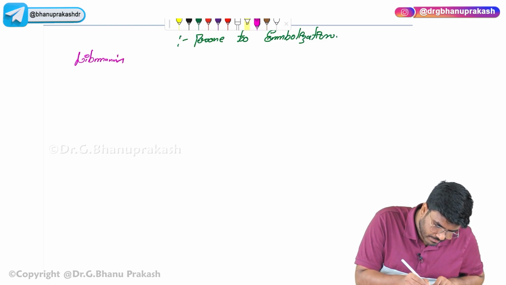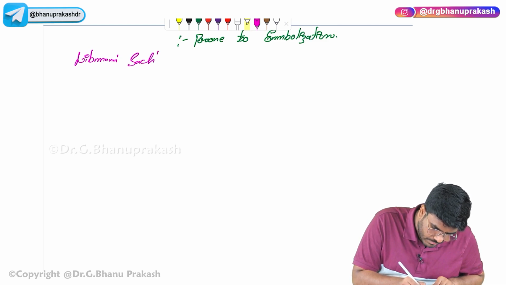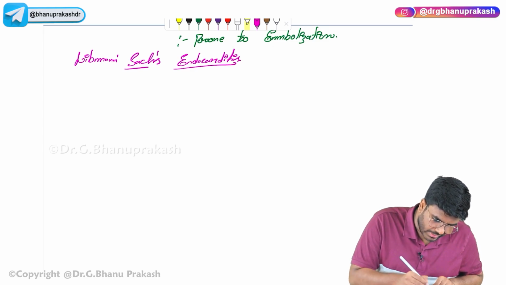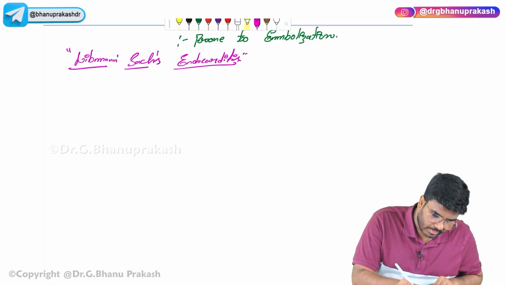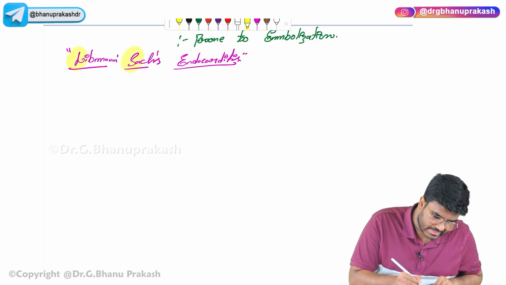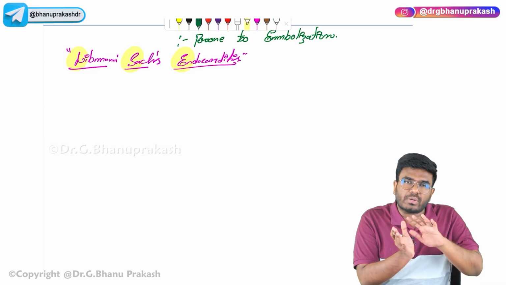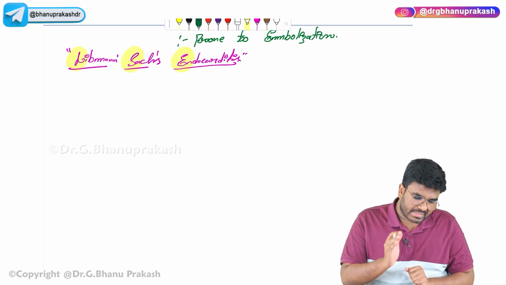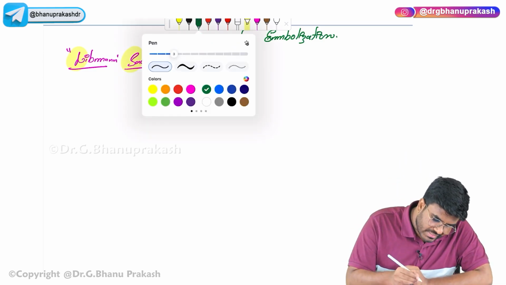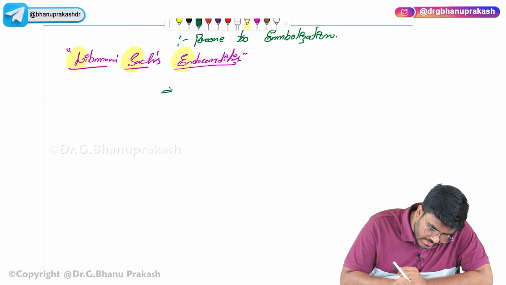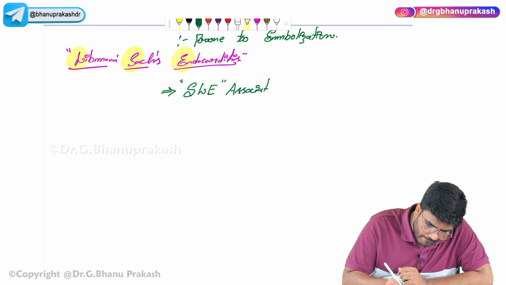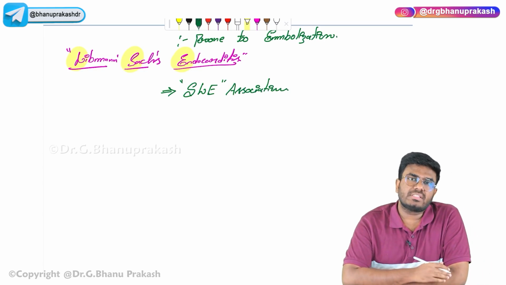Libman-Sacks endocarditis. See, this Libman-Sacks endocarditis, remember the letters L, S, E. Just try to rearrange the letters: L, S, E, just like S, L, E. So this Libman-Sacks endocarditis is seen in association with SLE, which means it is associated with systemic lupus erythematosus.